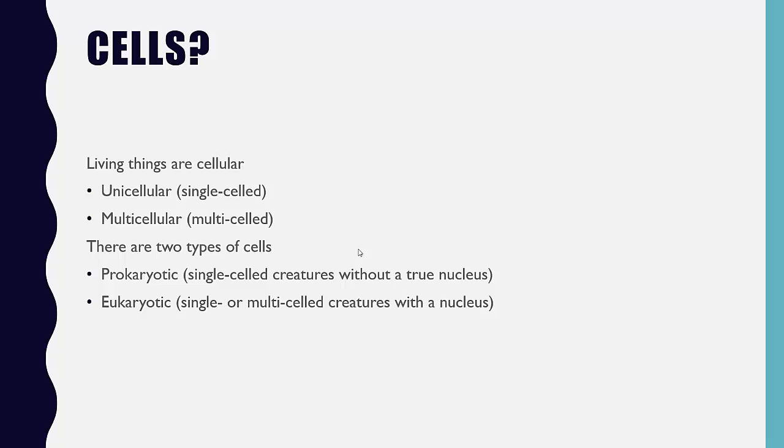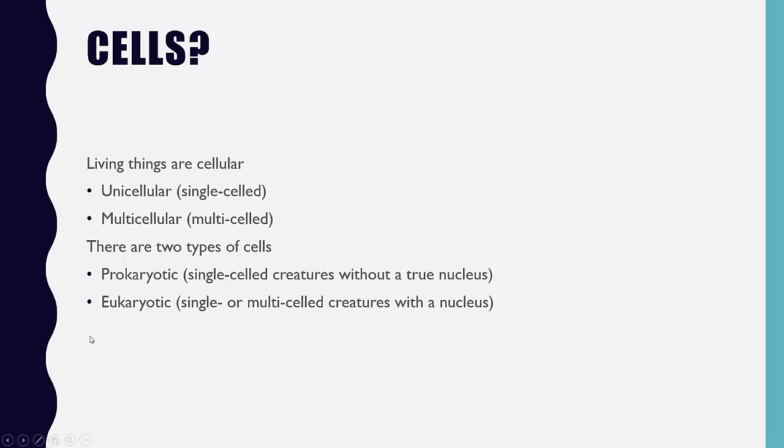These are eukaryotic cells. Now, eukaryotic, EU always means true. And remember, K-A-R-Y means nucleus, true nucleus. So these types of cells have a true nucleus. Prokaryotic, they don't have a true nucleus. Eukaryotic, they have a true nucleus.